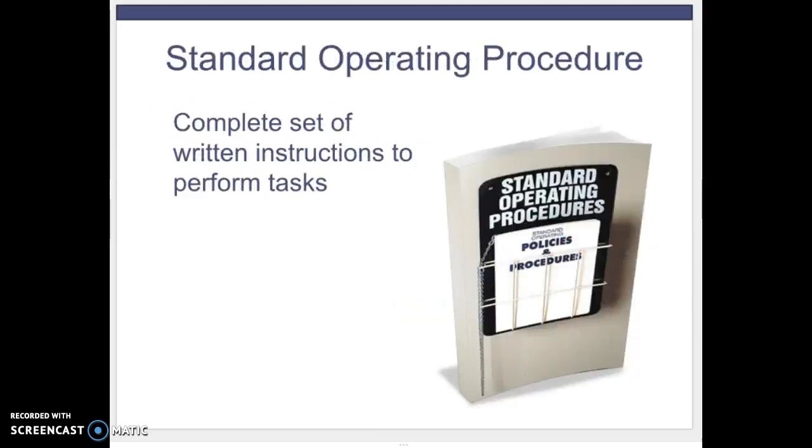Standard operating procedures are important in quality control. They're a complete set of written instructions to perform a task. While that might seem mundane and unnecessary, the reality is, in order for companies to continue to produce high quality products that are consistent, everyone must have the same standard operating procedure.